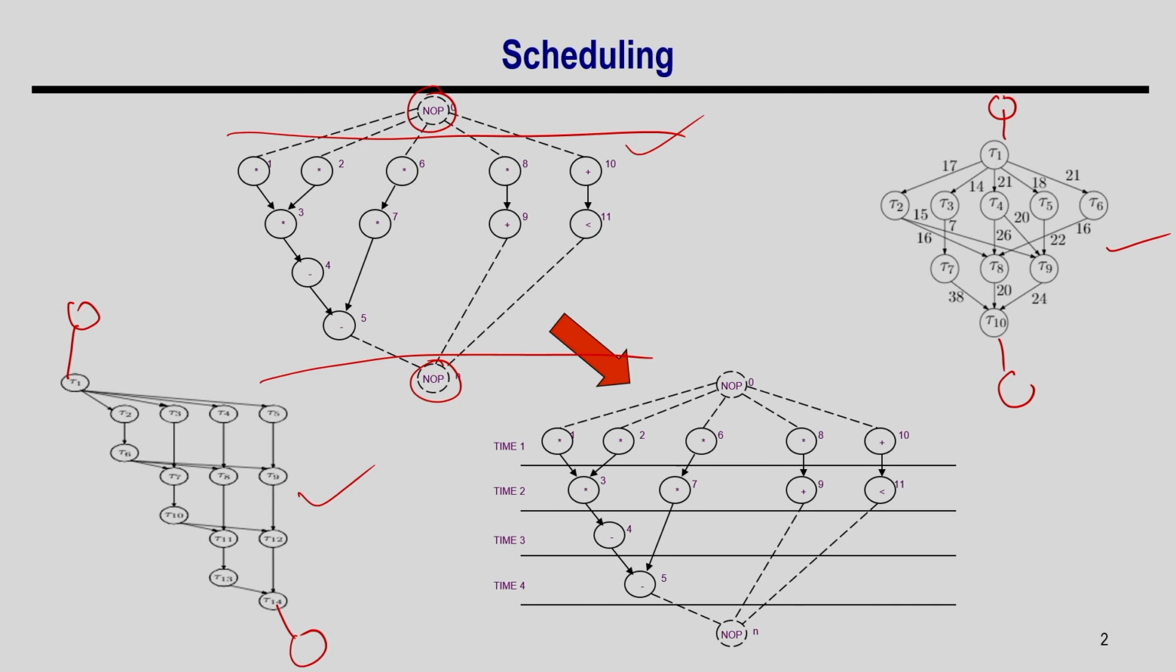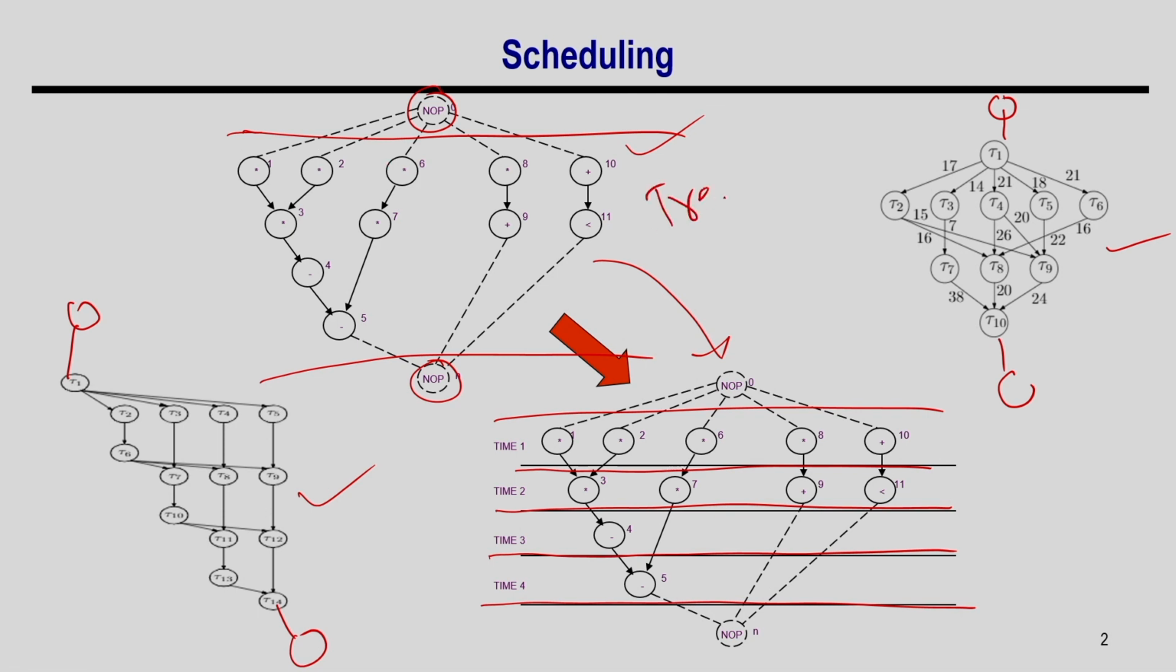Now, let us try to understand this particular graph. This is our input behavior and this is what I am going to schedule, and scheduling is basically assigning time steps. I am going to say this operation happens in time step 1, this in time step 2, this in time step 3, this in time step 4 and so on. This is what scheduling does, but what are the characteristics of this particular sequence graph? If you exclude the source node and sink node, it is basically a tree.